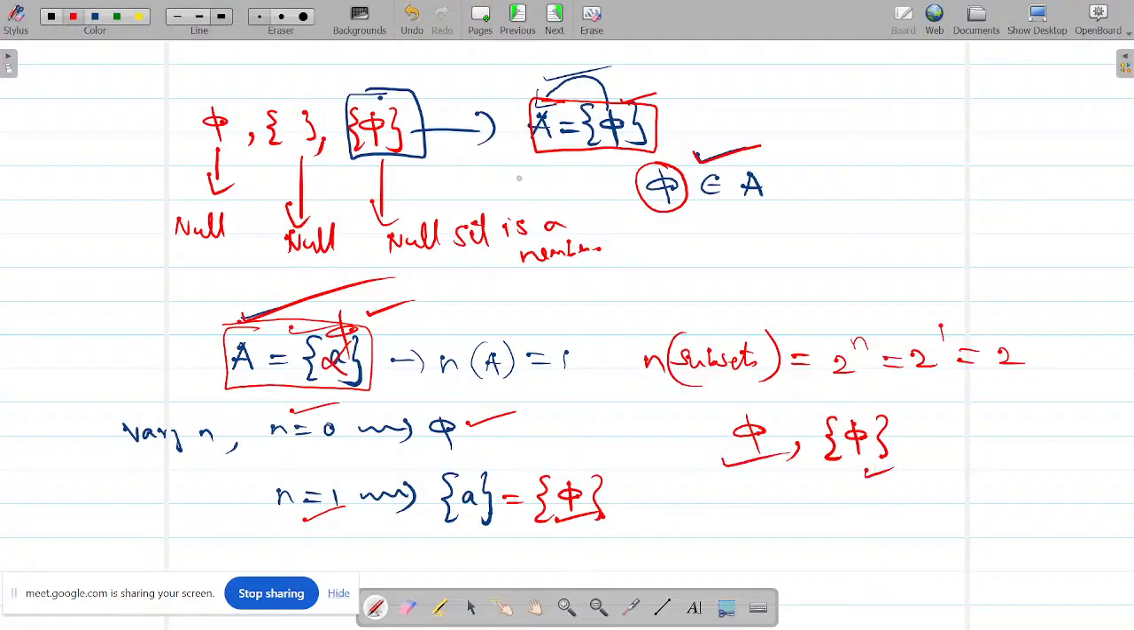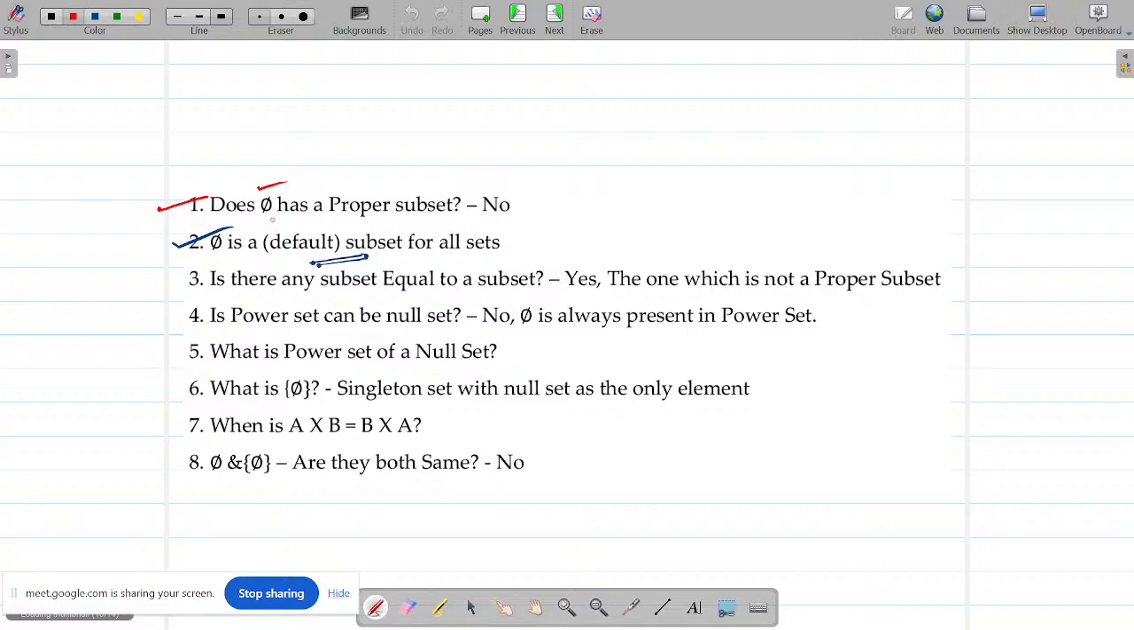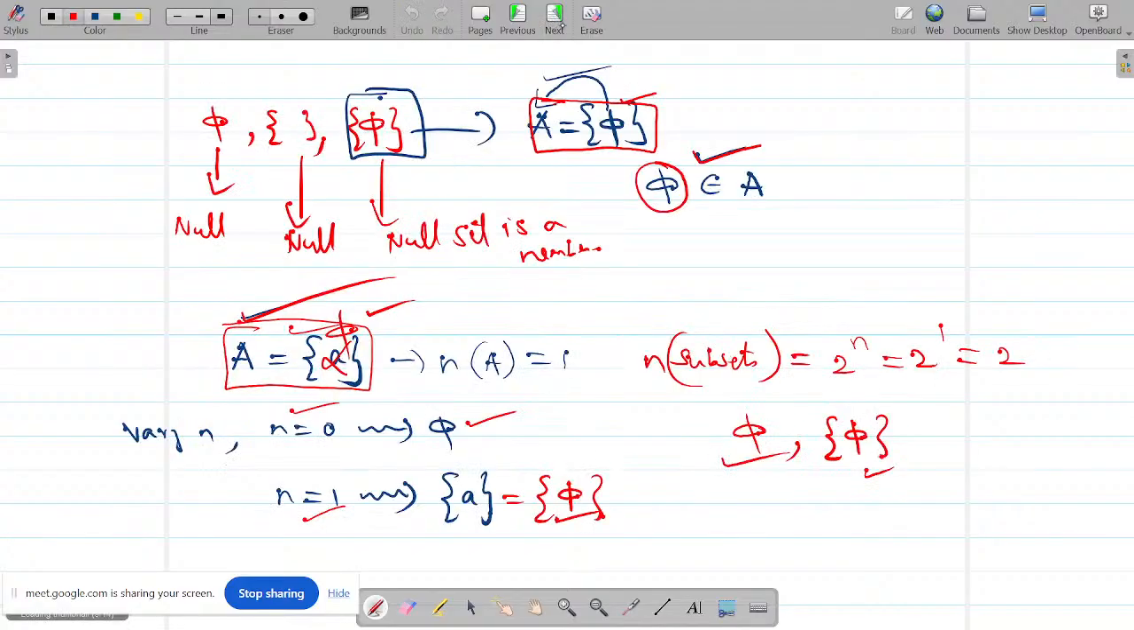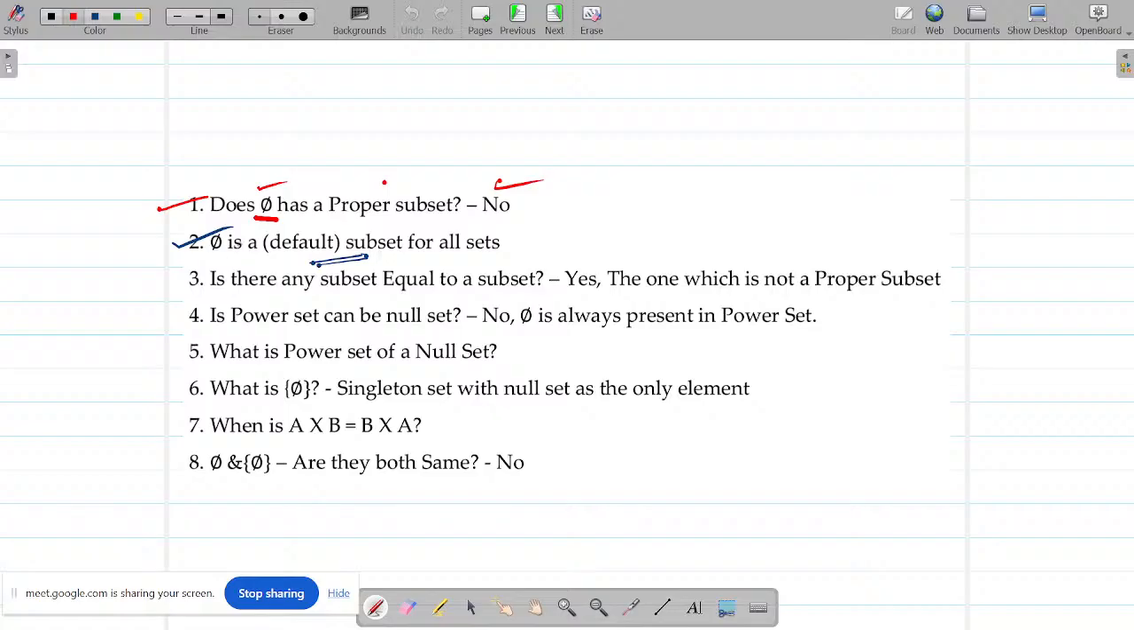Okay, it's clear now. So I have the previous question: does null set have a proper subset? No. See, you cannot call this a proper subset. This is a null set. This is not a proper subset. Then, is there any subset equal to a set? Yes, there's actually the one which is not a proper subset. For example, A7 in our example was contained properly in A and A itself was equal also. So is there any subset equal to a set? Yes.